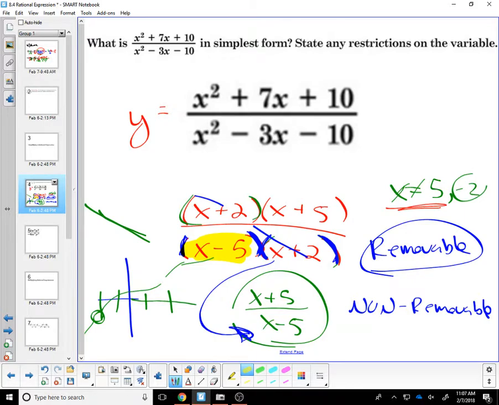Now, when I look at that, that factor is in the denominator. So was I able to remove it? No, that is non-removable discontinuity. How will that affect my graph? Is it going to make another hole? No, this time it's going to make an asymptote. An asymptote is an imaginary line that never crosses.